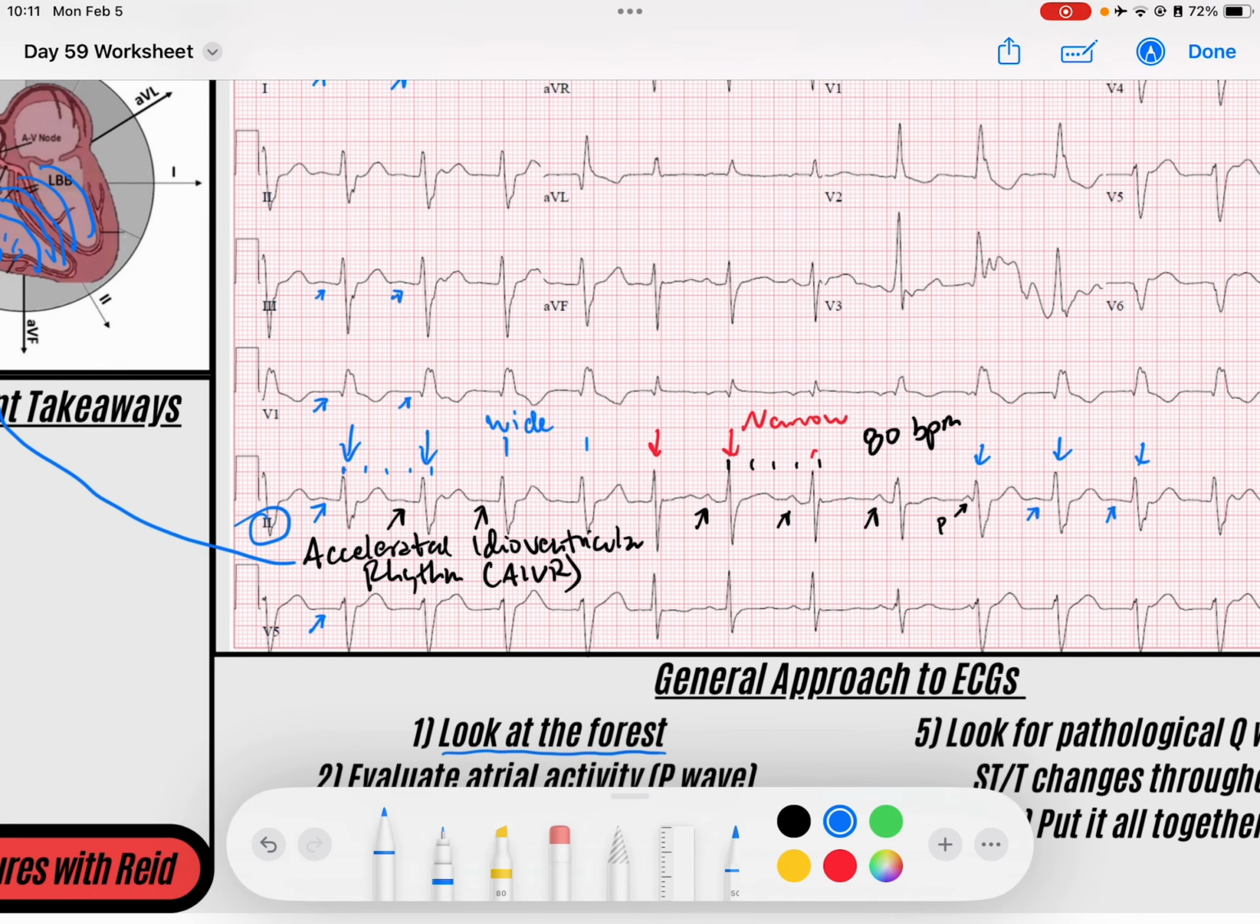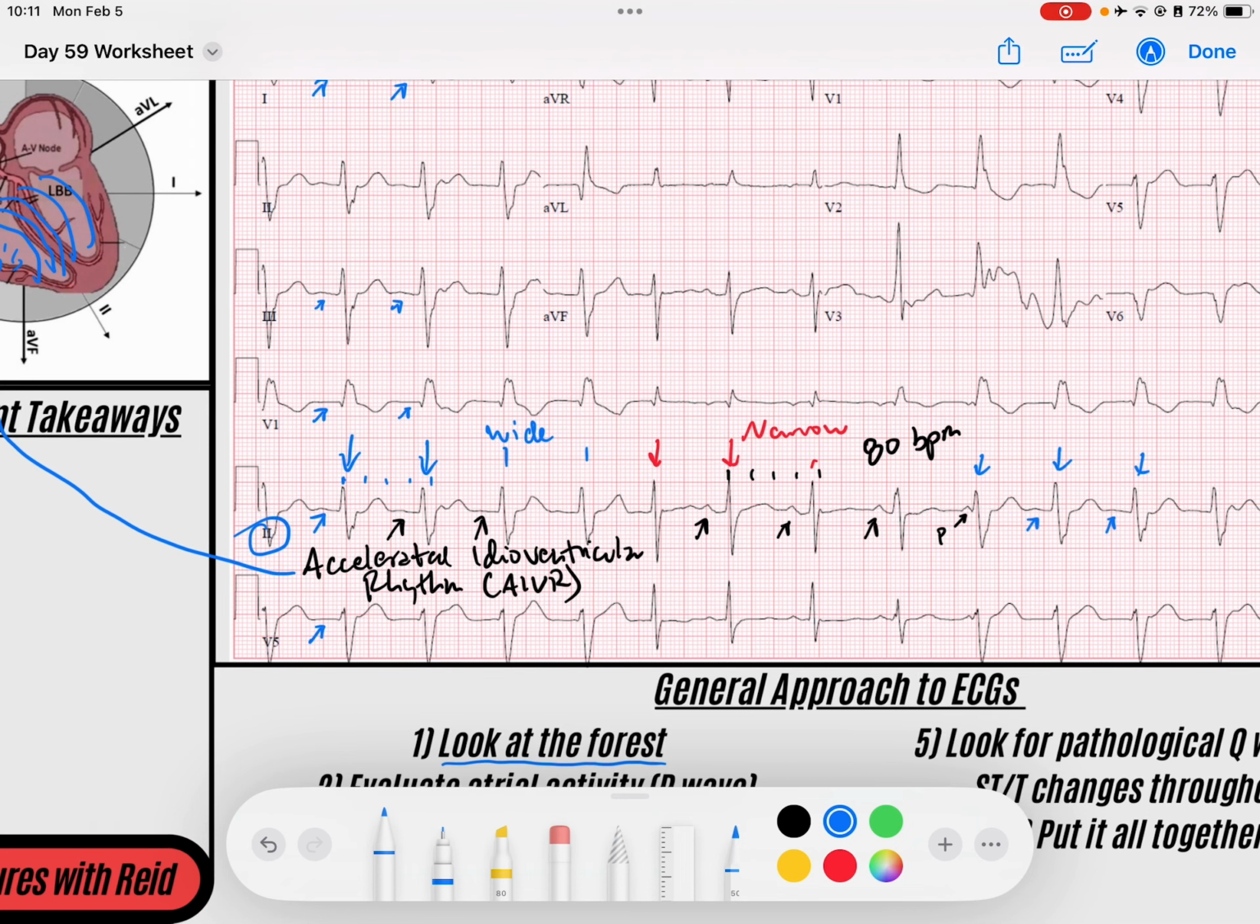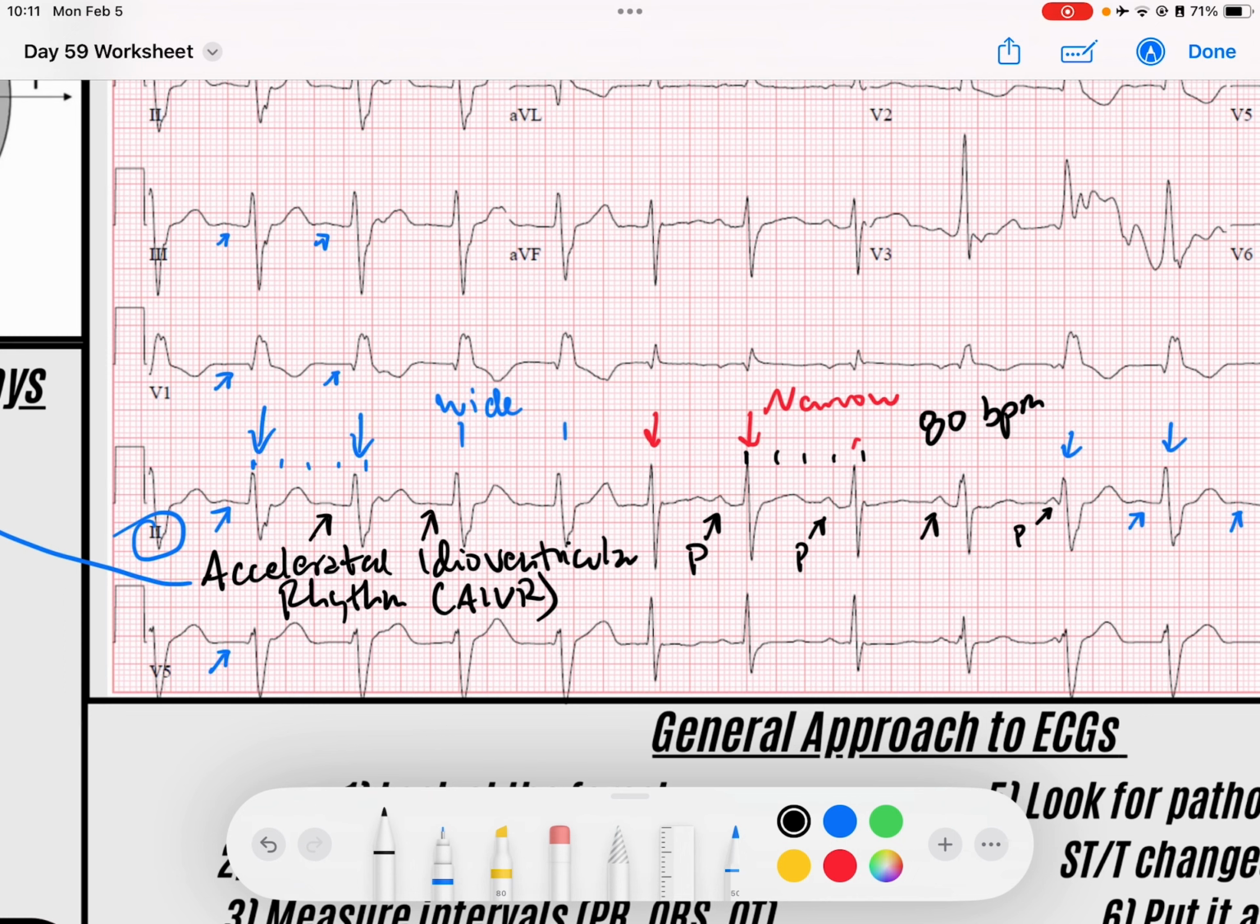And then all of a sudden we get this narrow complex rhythm that takes over. And what I notice is that in front of our narrow QRSs, we've got these P's, right? So we've got a P wave, and so what is going on here? Well, we've got this P wave that's causing narrow depolarization, and the AV node here seems to be, my PR interval seems to be right around the upper limit of normal, so that's a normal PR interval.